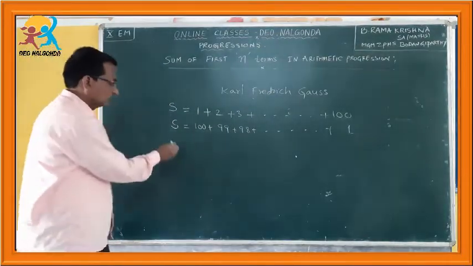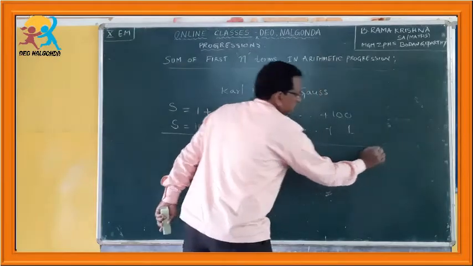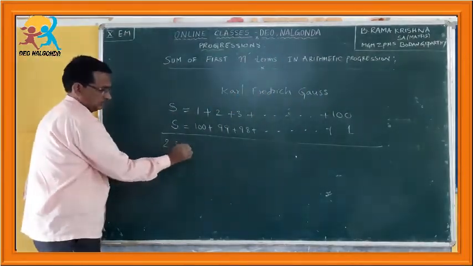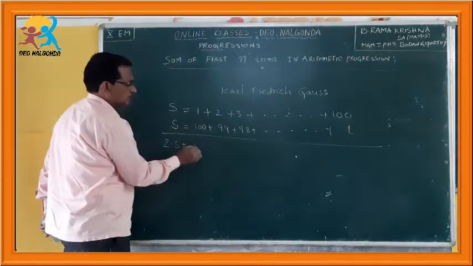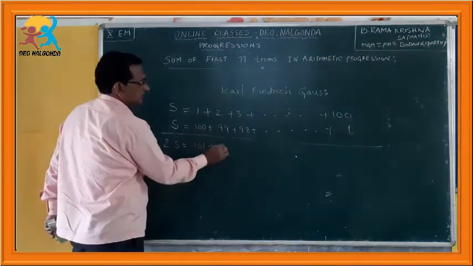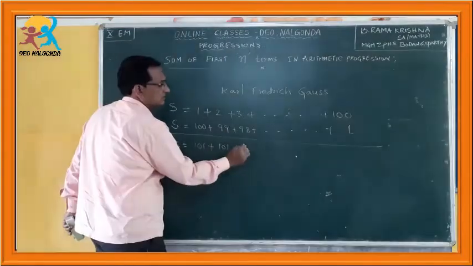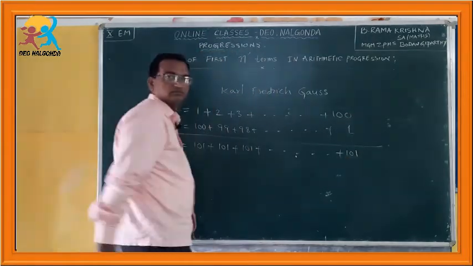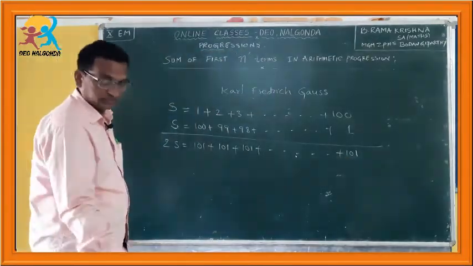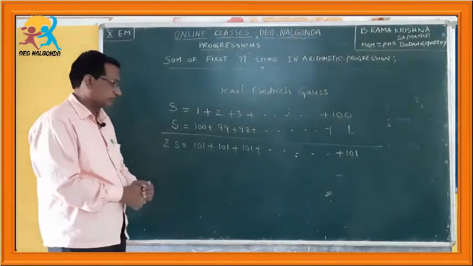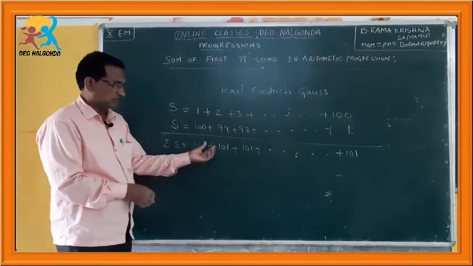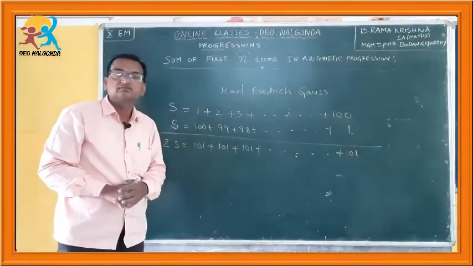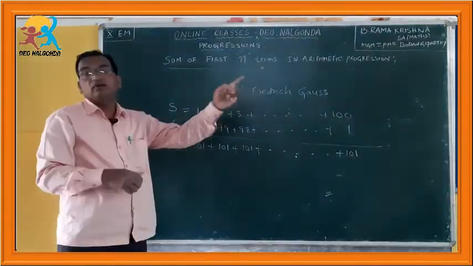After this, he added both these two equations. S plus S is 2S. 1 plus 100 is 101, 2 plus 99 is 101, 3 plus 98 is 101, and the last one is also 101. Now you have to understand this carefully. 2S is 101 plus 101 plus 101, like that. How many 101s are there? There are 100 101s.